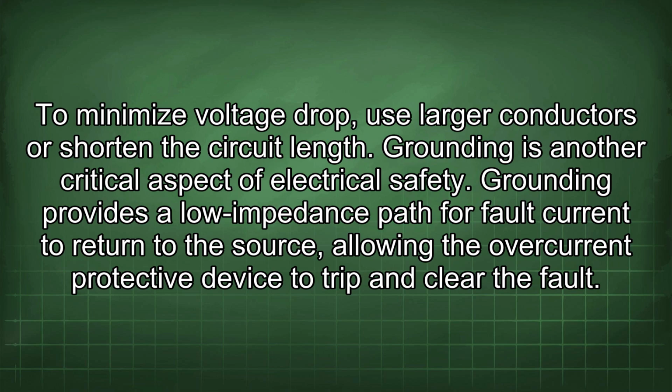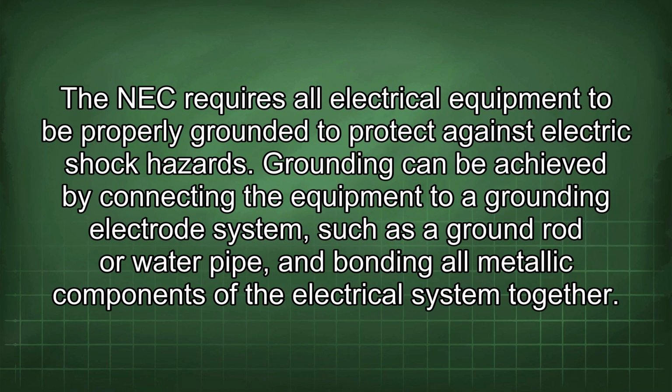Grounding is another critical aspect of electrical safety. Grounding provides a low impedance path for fault current to return to the source, allowing the overcurrent protective device to trip and clear the fault. The NEC requires all electrical equipment to be properly grounded to protect against electric shock hazards. Grounding can be achieved by connecting the equipment to a grounding electrode system, such as a ground rod or water pipe, and bonding all metallic components of the electrical system together.